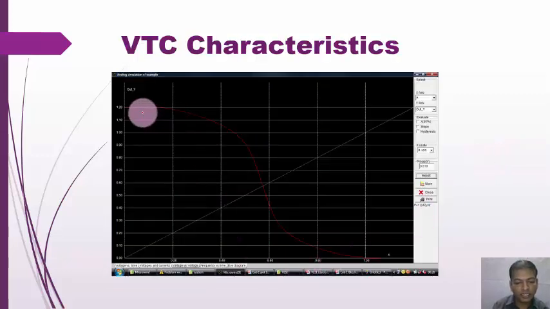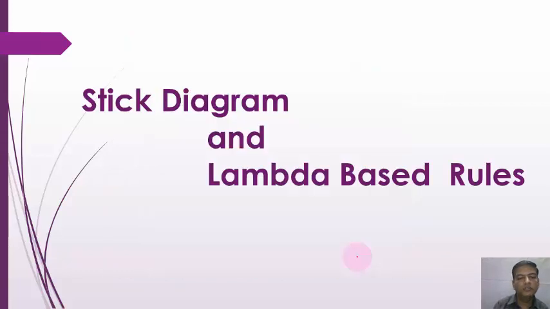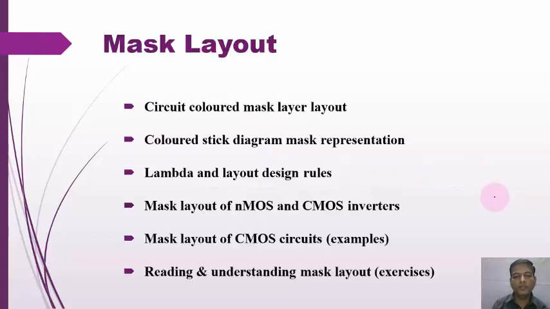Now the VTC characteristics, that is voltage transfer characteristics. Okay, so it will look like in this particular manner. For an inverter, VTC characteristics will look like in this particular manner. Then stick diagram and lambda based rules.